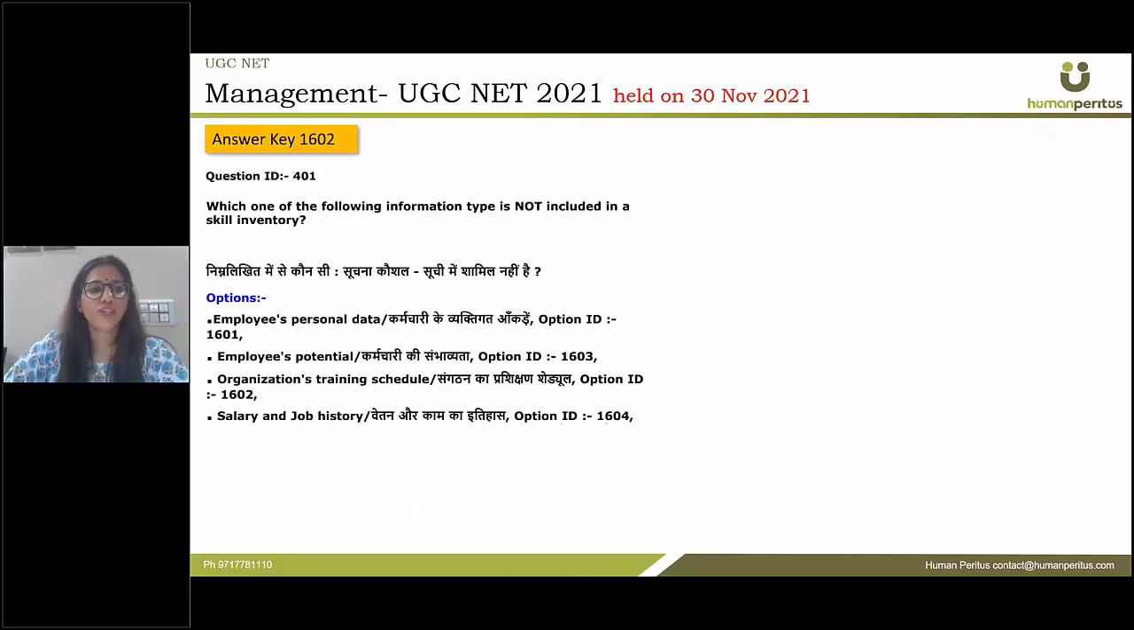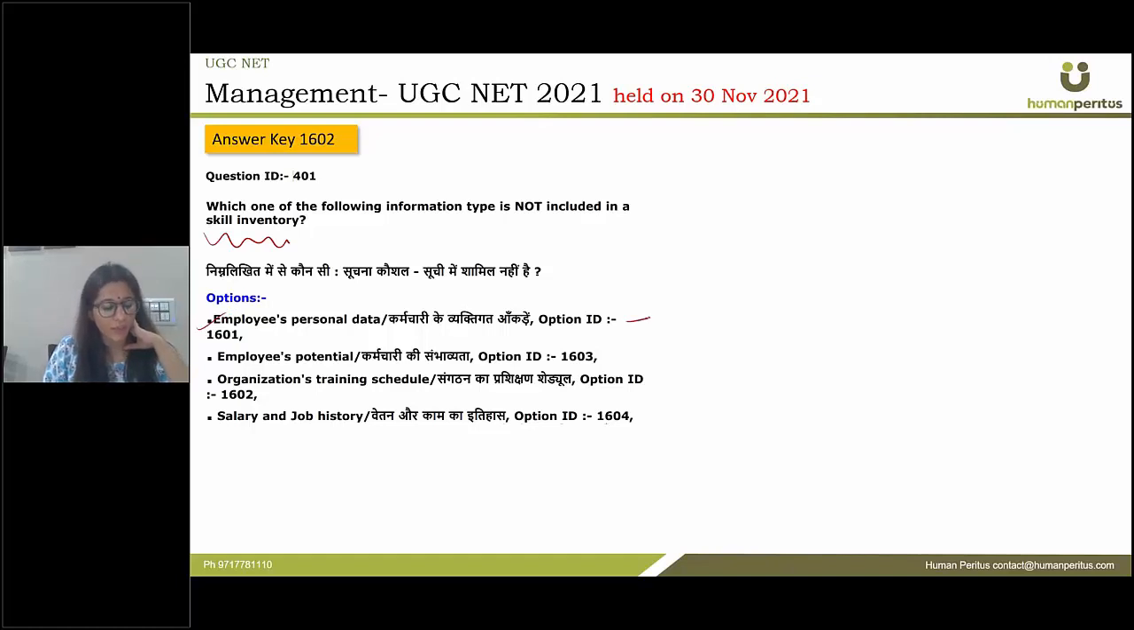Moving to the next one. Which one of the following information types is not included in a skill inventory? Now, first of all, all of you must be knowing what a skill inventory is. A skill inventory is basically a compilation of the skills, technical skills or soft skills, the educational background or the experiences of current employees of the organization. Now this is an extremely easy question, because just by looking at the options you can crack the correct answer. This is basically an odd one out question. So the options given are the employee's personal data.